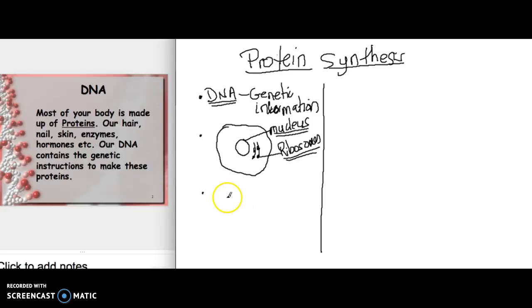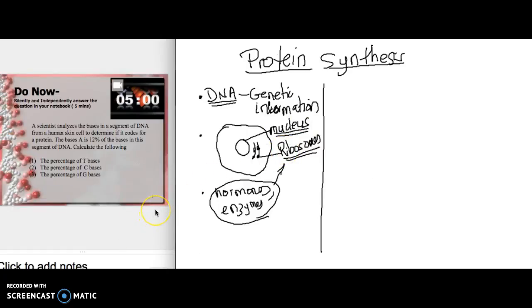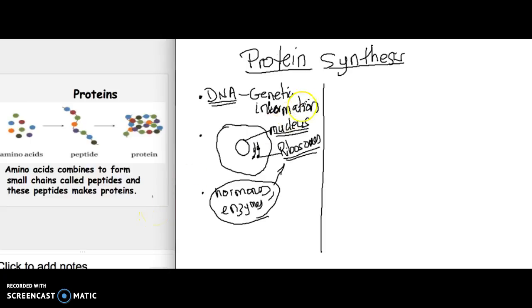We learned about some of the things that are made up of proteins. We said that our hormones, enzymes, and even our hair, nails, and skin are all made up of proteins. So these proteins are made in the ribosomes. These are concepts that we already know. So let's talk about protein a bit more.